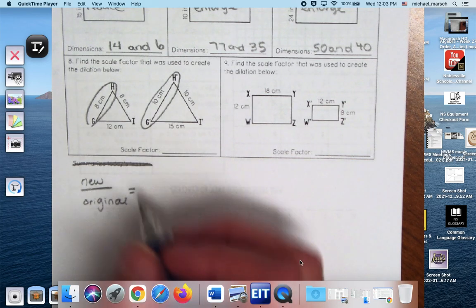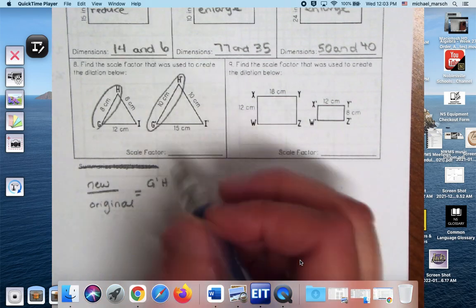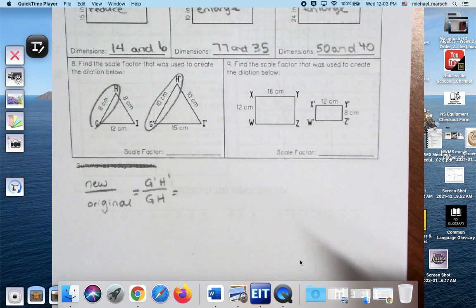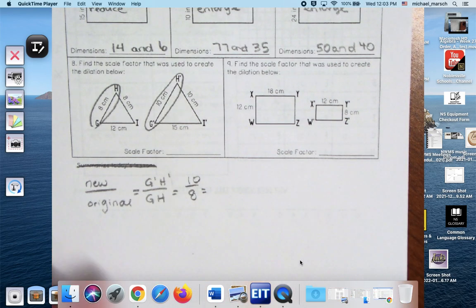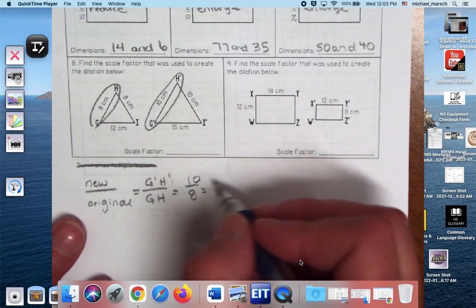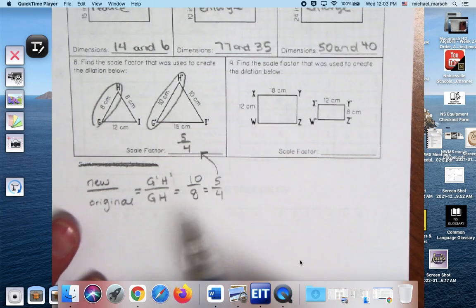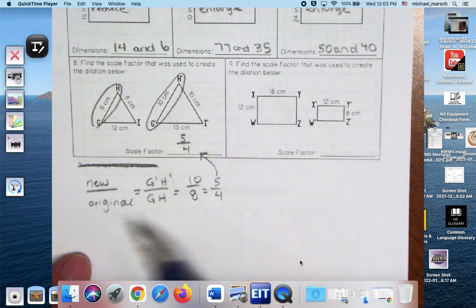So I'm going to put G prime, H prime in my numerator because that's the new value. And then GH in my denominator. And I'm going to get 10 over 8. And what does that simplify to? 5/4. Yep. So that's my scale factor. Right? So I took the dimension of the new, divided it by the old, or original, and I got my scale factor.